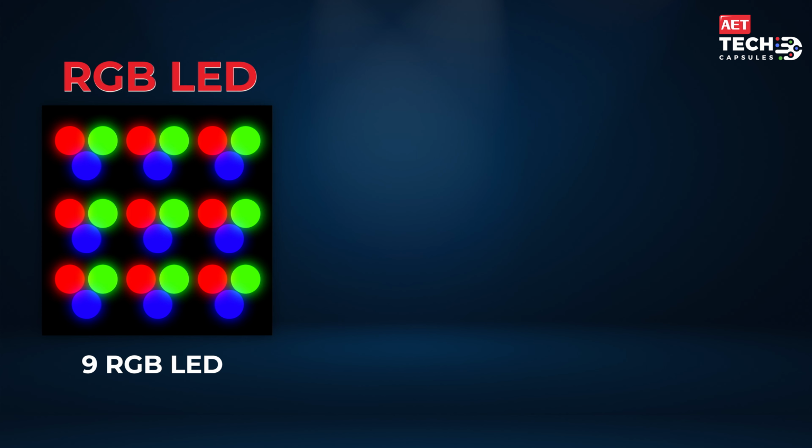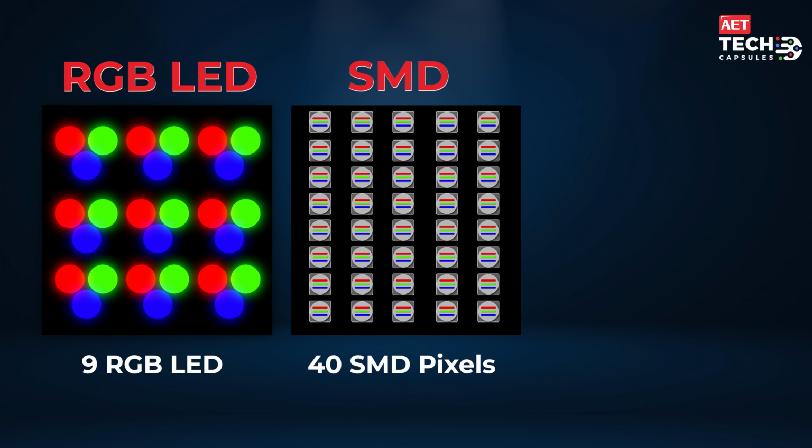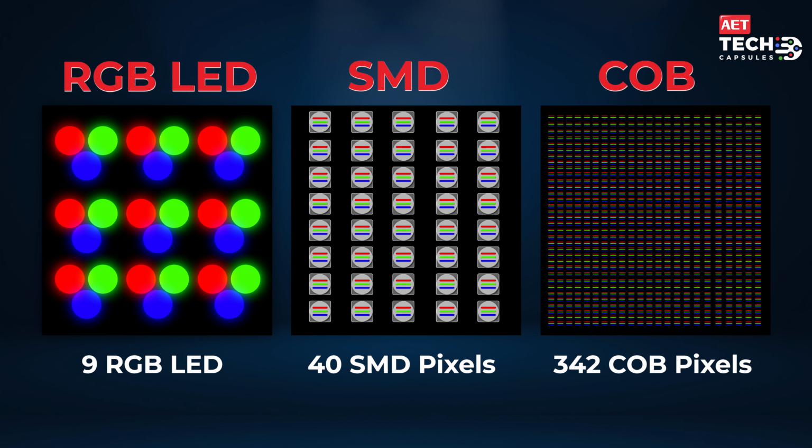Now if we compare DIP, SMD and COB: in a space of 10 mm by 10 mm, 9 RGB LEDs could be placed. In the same area, 40 SMD pixels were placed, and when COB came, 342 pixels were placed in the same 10 mm by 10 mm area. So you can understand how the size of LEDs kept on reducing.